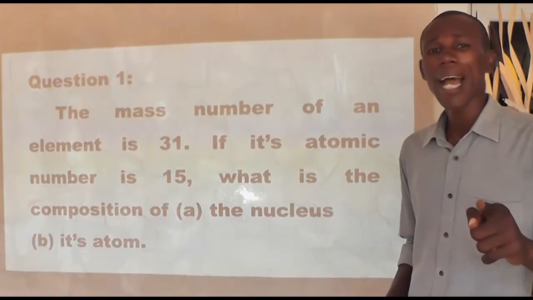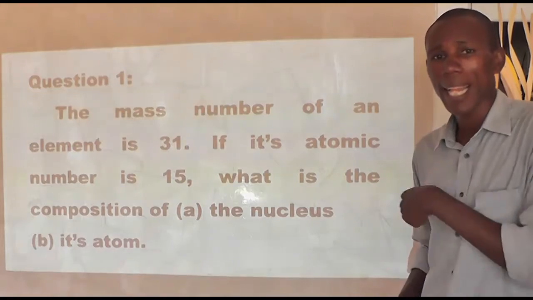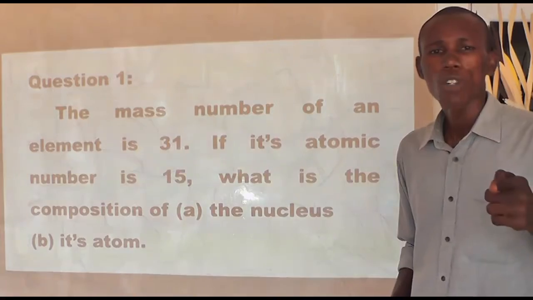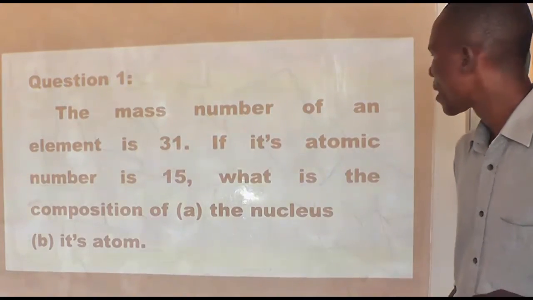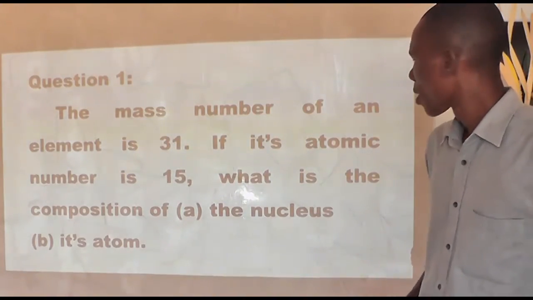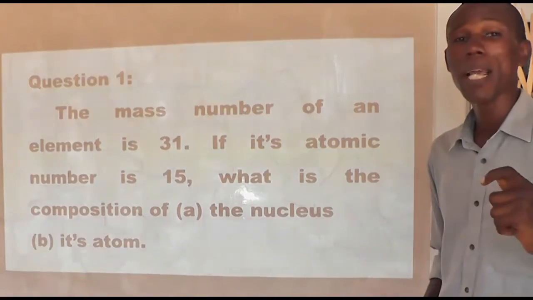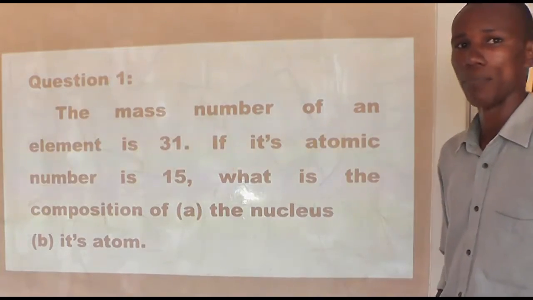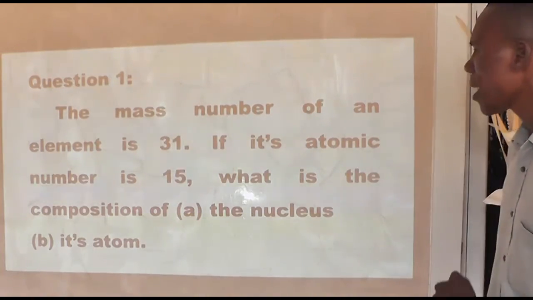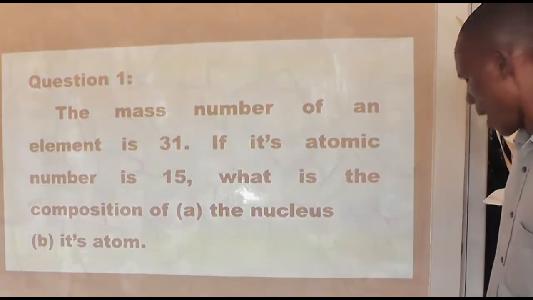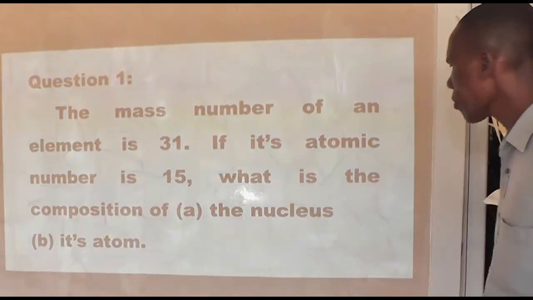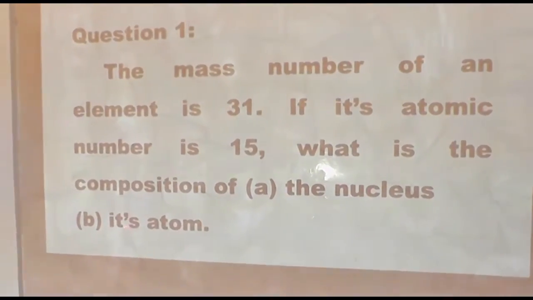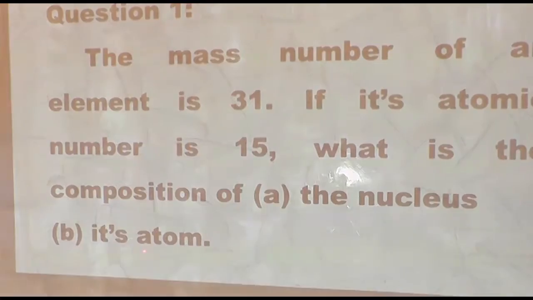And of course, the idea in our previous lessons shows us that the number of protons is equal to the atomic number. On this note now, we should be able to quickly deduce the number of protons from that 31. What is the composition of A, the nucleus? B, what is the composition of its atom?